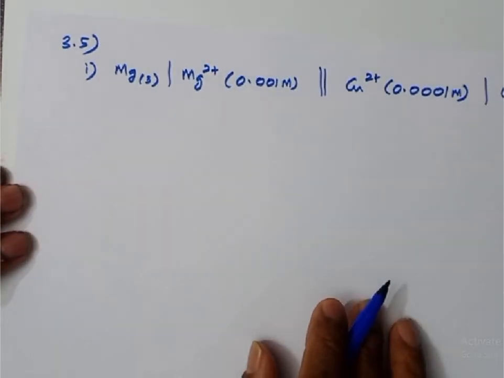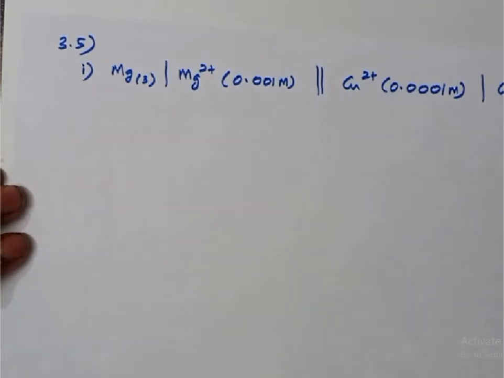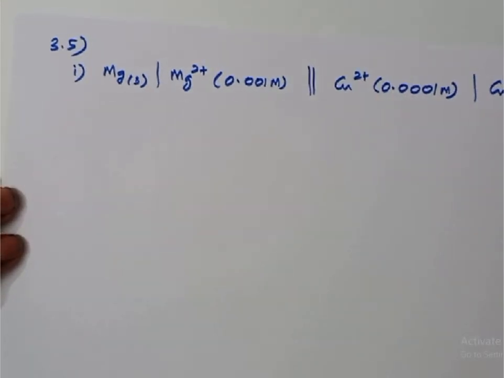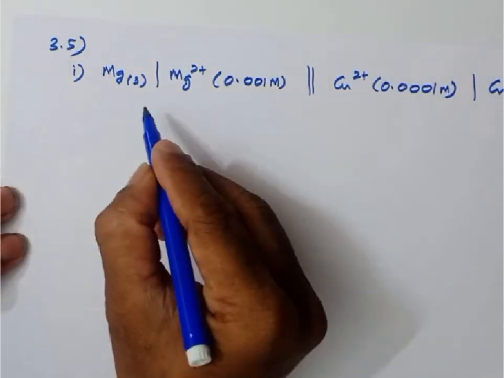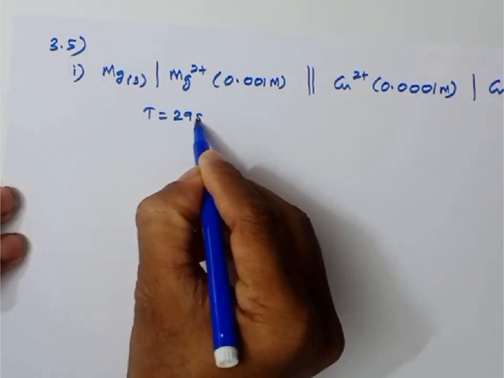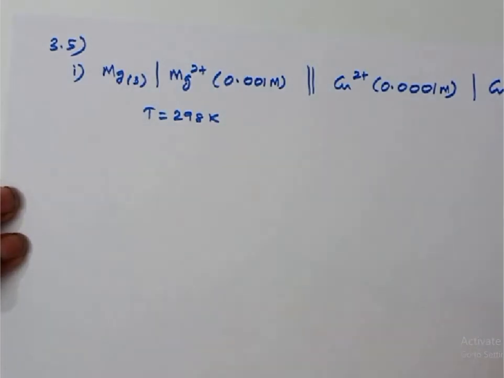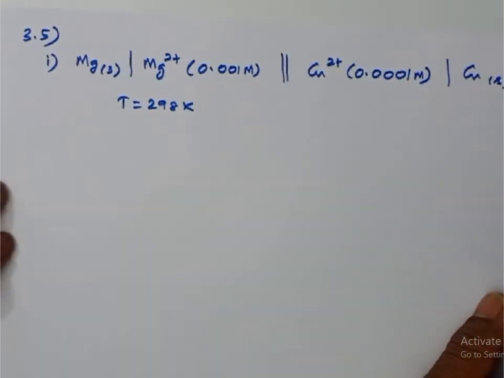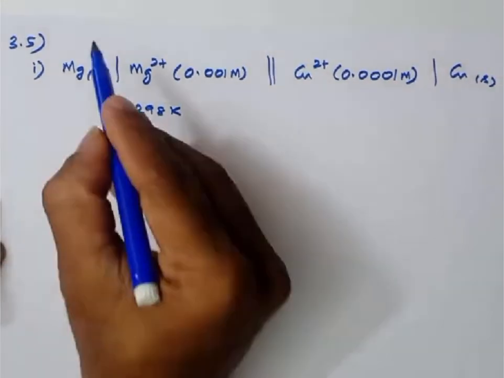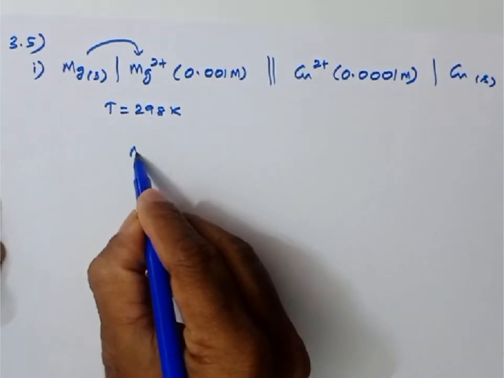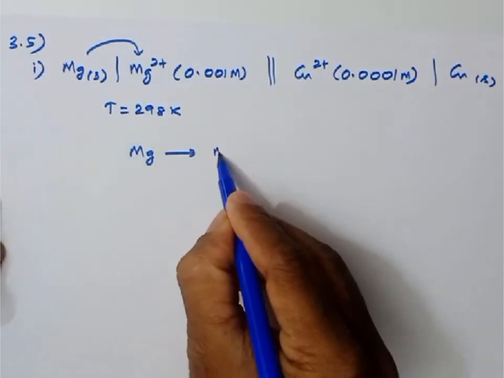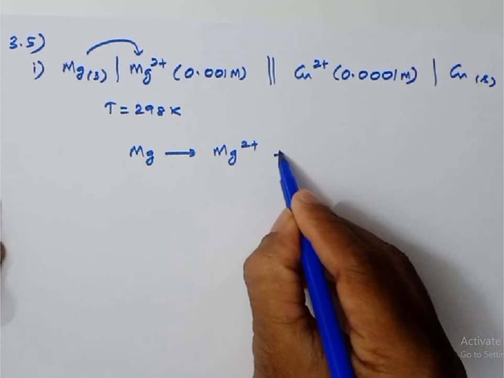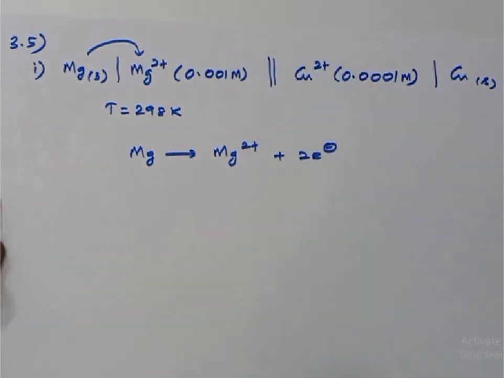Now what we have to do, we should write the Nernst equation for this cell and we should calculate the cell potential. And the temperature is given here, 298 Kelvin. So it is very simple. First we should write the cell reaction. What is the cell reaction here? Magnesium becoming magnesium 2 plus. So Mg becomes Mg 2 plus and releases 2 electrons. This is the reaction taking place at the anode.